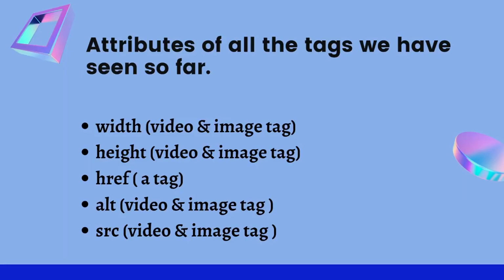Let's move on to the attributes of all the tags we've seen so far. Width and height are used by the video and image tag. href is used by the A tag. Alt and src are used by the video and image tag. src stands for source. Remember.